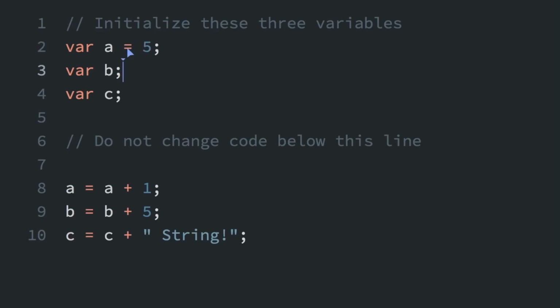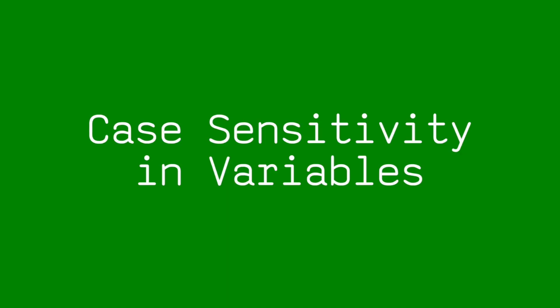I'll just set this to 5. I'll set B to 10. And then we can set C to a string. It's going to be "I am a string." And you always have to put in quotation marks like that. So you can see a plus 1 is going to equal 6. 5 plus 1 equals 6. B equals b plus 5. That's going to be 15. And then C is now going to say, I am a string.